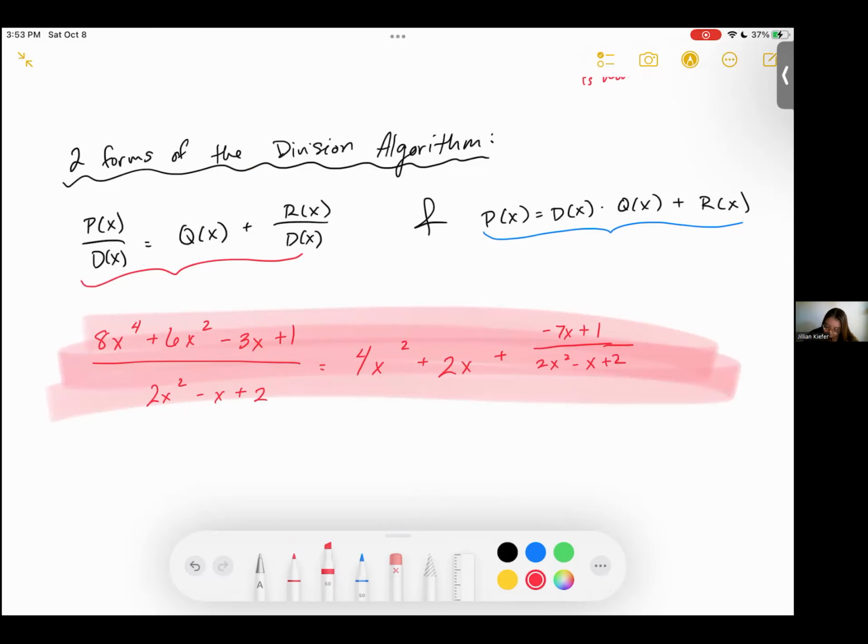And remember that if in your homework it wants you to put this answer, it would write p of x divided by d of x equals, and then the box where you actually put your answer. So that's the first form of the division algorithm. The second form of the division algorithm is going to be p of x is equal to d of x times q of x plus r of x.